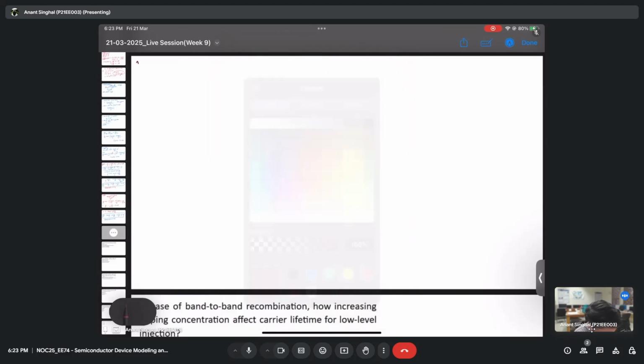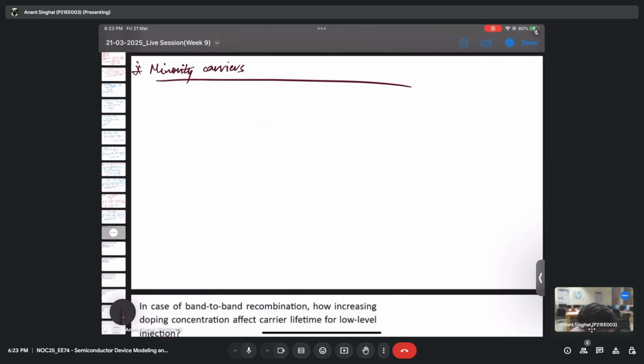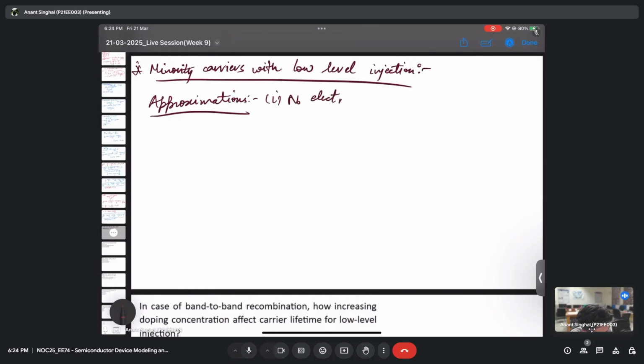So let's take the first case as minority carriers with low level injection. So the approximations that can be taken here is, first is no electric field. That is the dE by dx term that we have can be made 0. So E is 0, dE by dx will also be 0.